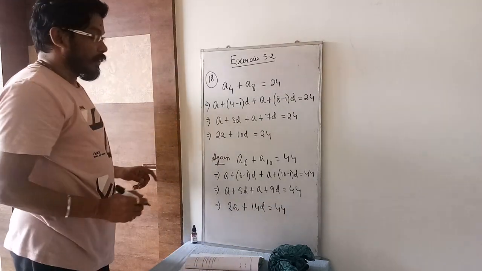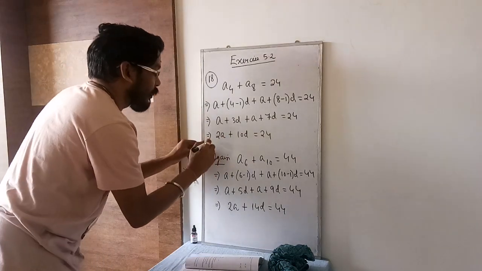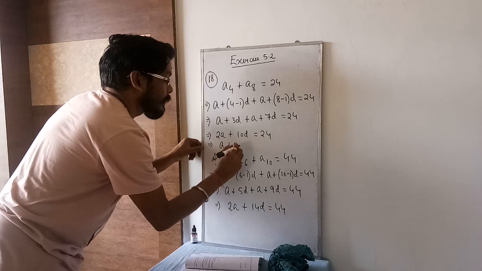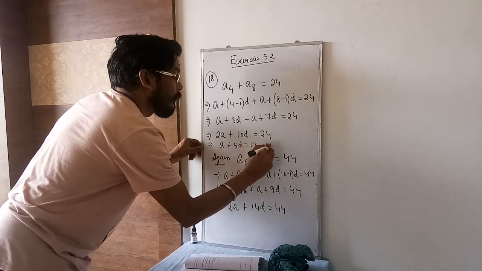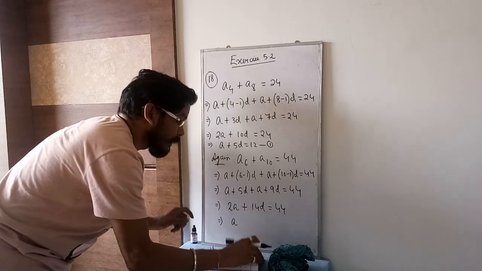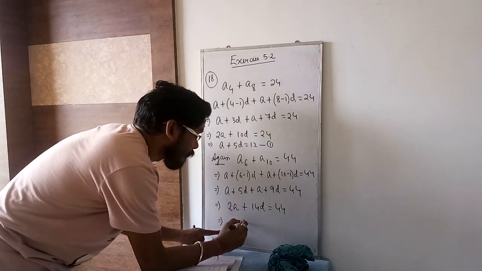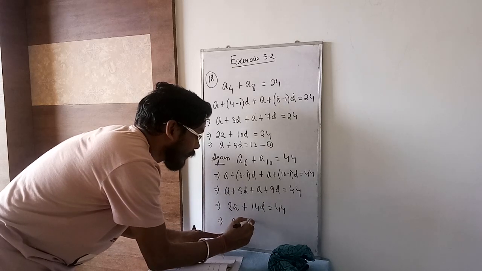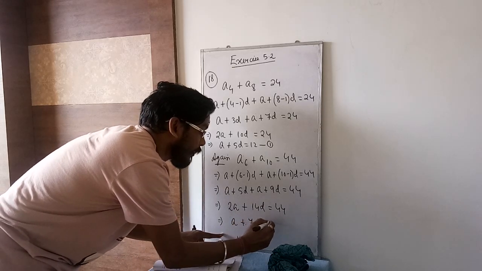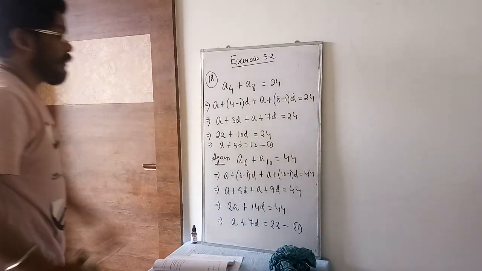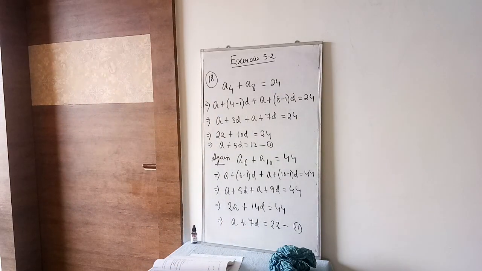So let me do one solution. Let me divide this equation by 2 because each and every term is divisible by 2. So it is A plus 5D equal to 12. Equation 1. This also you can divide. So it is A plus 7D equal to 22. Equation 2. So take the screenshot of this part.